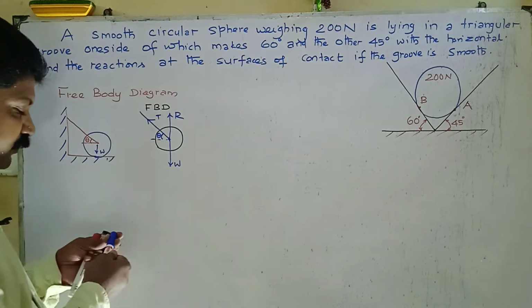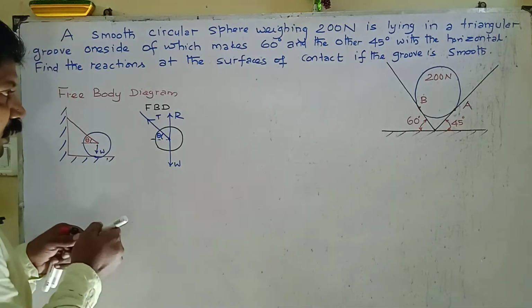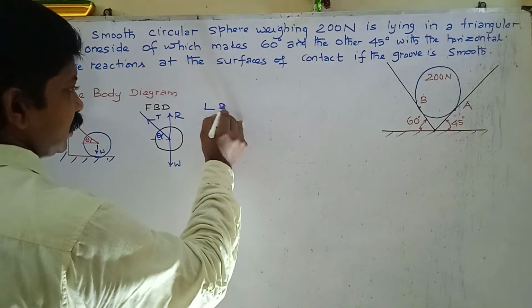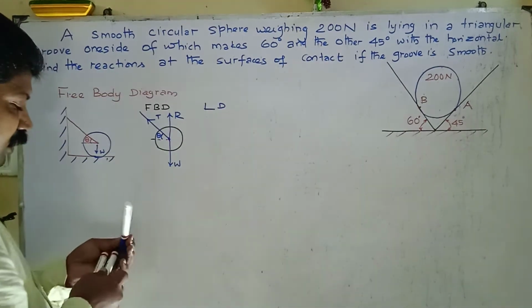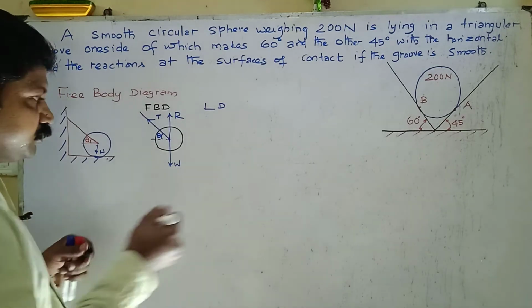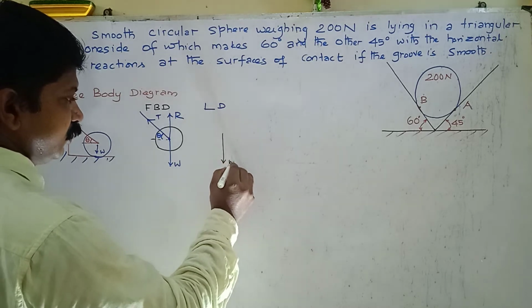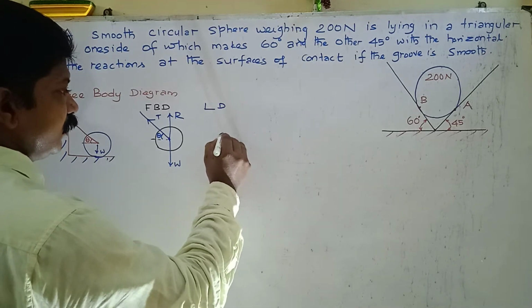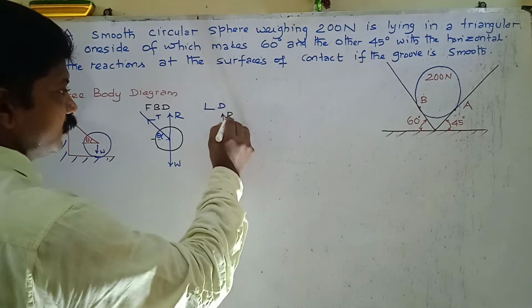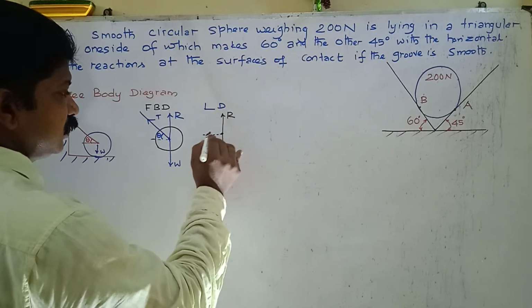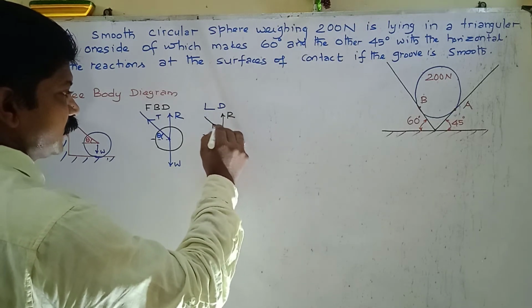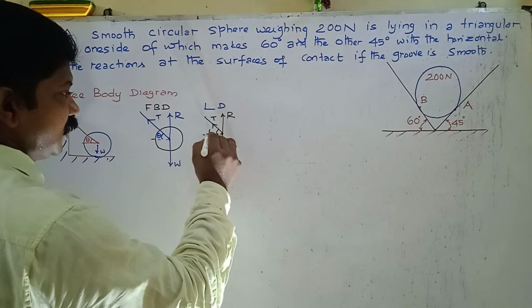Now convert this free body diagram into a line diagram. How to convert it into a line diagram? Remove the body, just draw the line diagram. W, R, tension in the string with inclination theta.